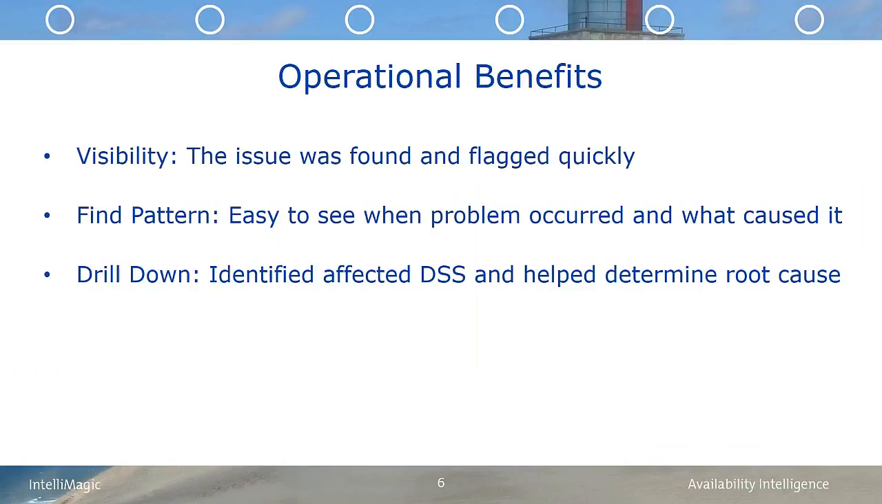And it was easy to see when the problem occurred and what caused it. And by drilling down, you could find out the specific storage system that's affected and the fact that it was a bandwidth issue. By increasing the provisioned bandwidth between that storage box and its global mirror target, the problem could be solved and the RPO spikes could be eliminated.